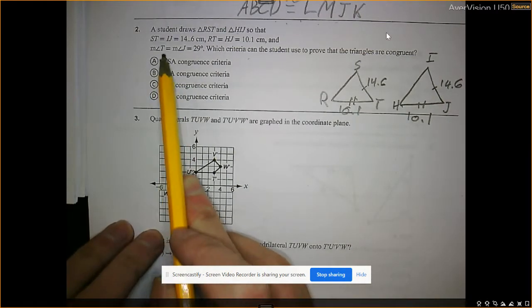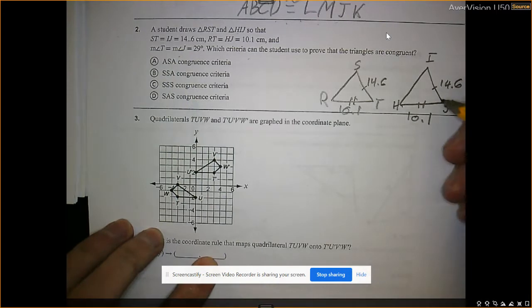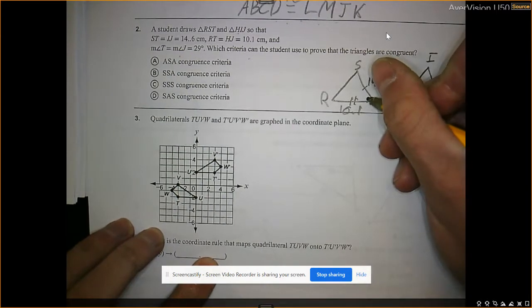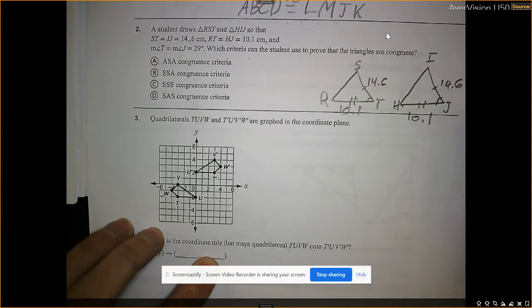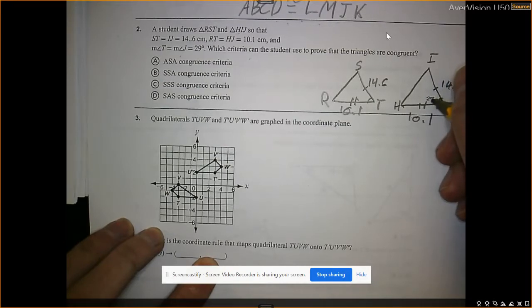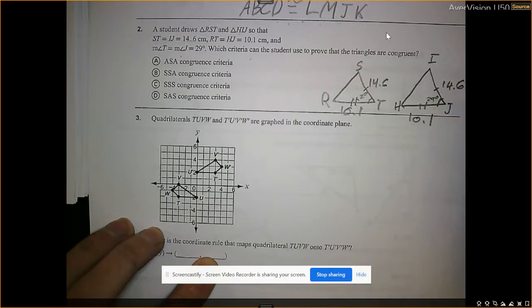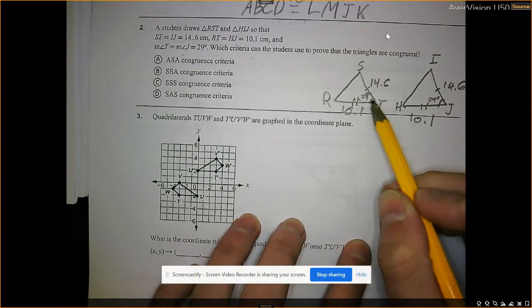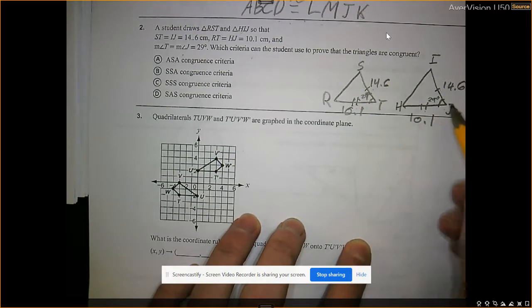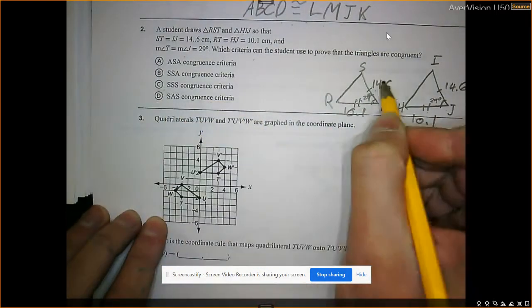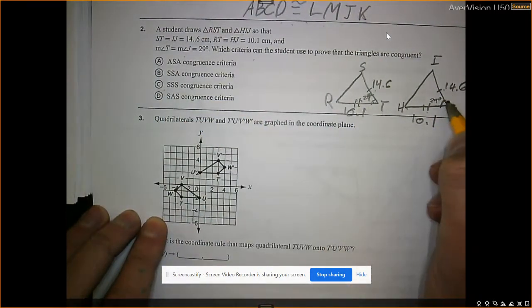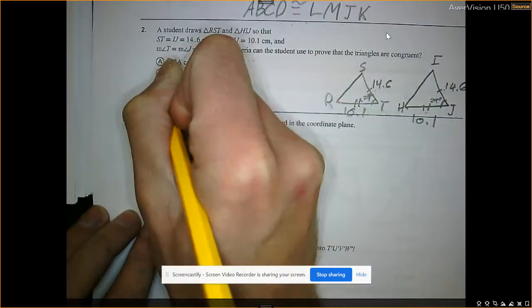Now we have the measure of angle T equals the measure of angle J. So these two angles they're telling us are congruent, and they're 29 degrees. And that's all we need to know. Look what we have. If they're both 29 degrees, well, they're congruent angles in between two congruent sides, so we know this is side, angle, side. Side, angle, side. So that's D.